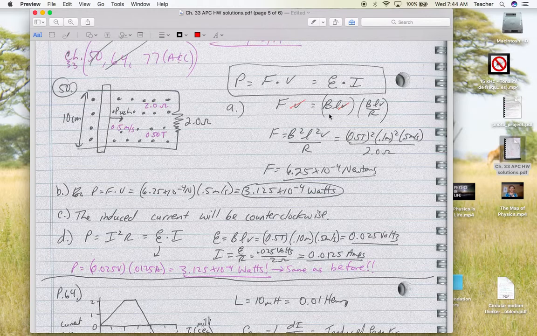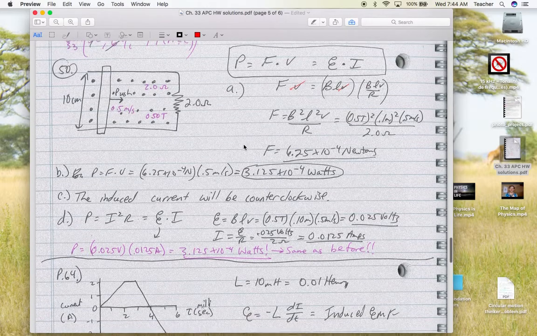So F times V equals BLV, which is the EMF. To get the current, it's EMF divided by resistance, so that's BLV over R. So if there was nothing else here, I'd say that's B squared L squared V squared over R. But one of these V's cancels out. So we get that the force is going to be B squared L squared V divided by R, and that's 6.25 times 10 to the negative 4th newtons.